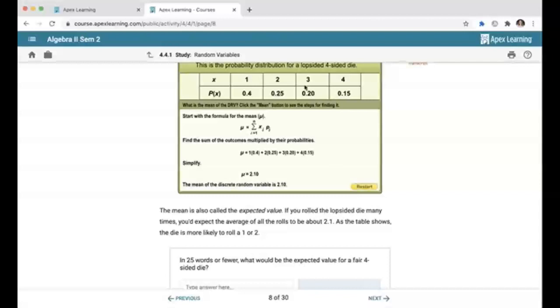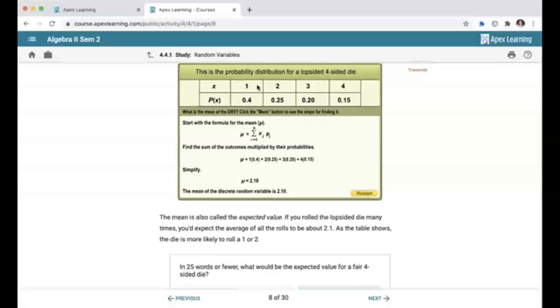Or if you look at this table up here, notice that our lopsided 4 die, the 2 highest values here are at 1 and 2. So it's more likely to land on those because of some factor, right? And luckily they told us it's a lopsided 4 die, so that's telling you the factor right there.